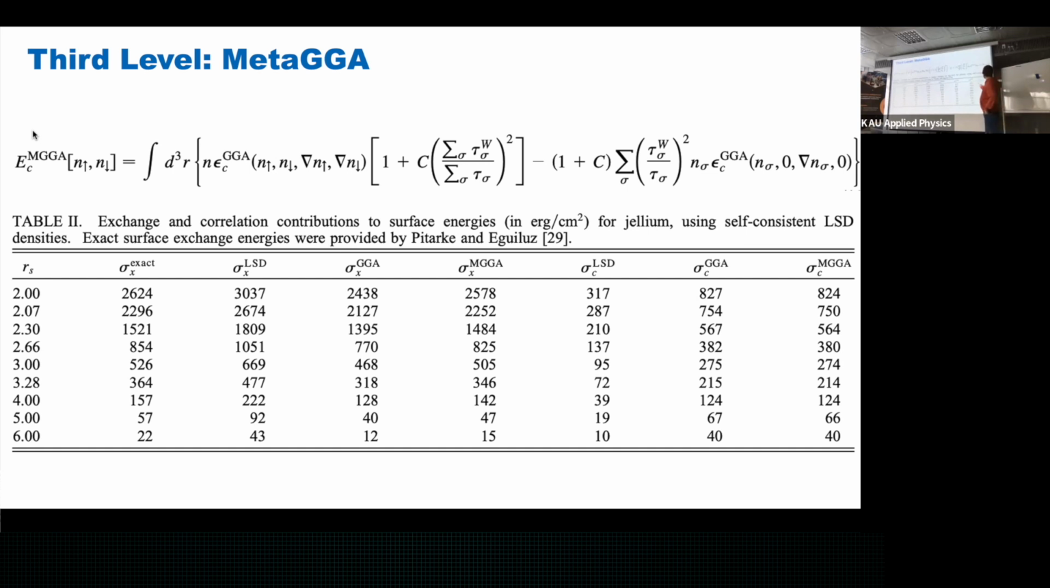But GGA and MetaGGA are even better. But you see that for correlation MetaGGA changes little, so it's comparable with GGA. It is almost the same. So it's not so good for correlation, but it is rather good for exchange.